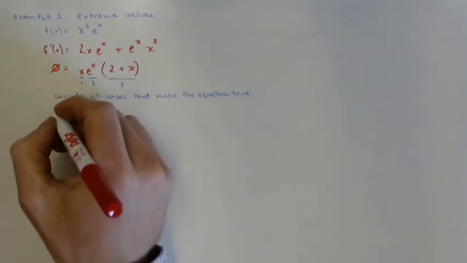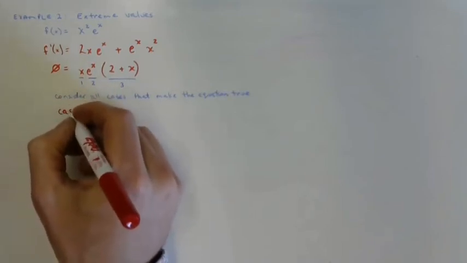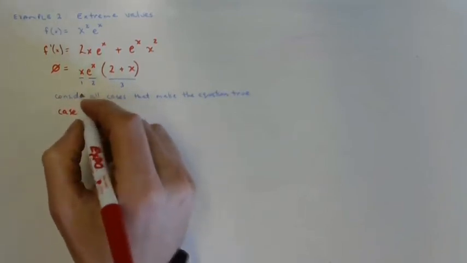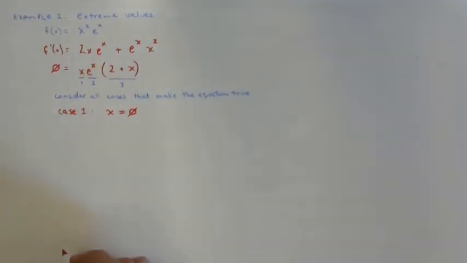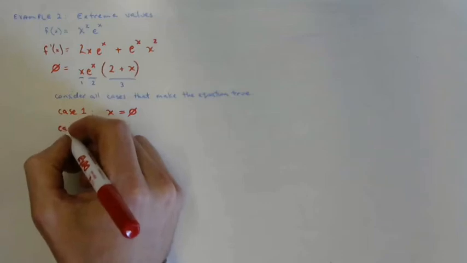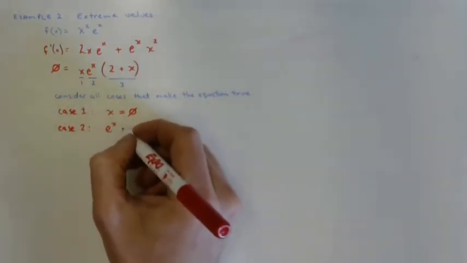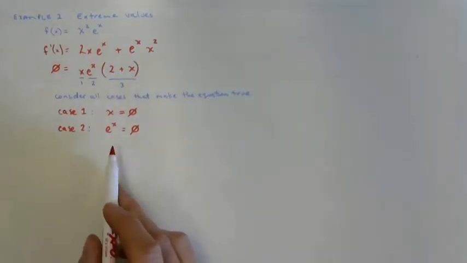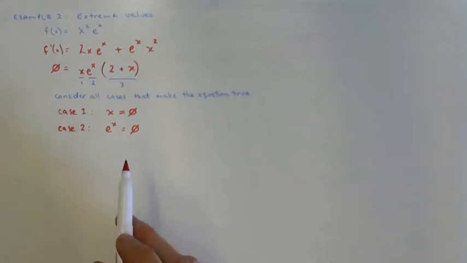Case number 1, and these are just going to align with the factors that we found. So case 1 is when x equals 0. That one's pretty easy. There's a solution: x equals 0. Case 2 is where e to the power of x equals 0. What can you say about that? Never happens. Can't happen. The range of e to the power of x is y values greater than 0. So that's never going to happen.